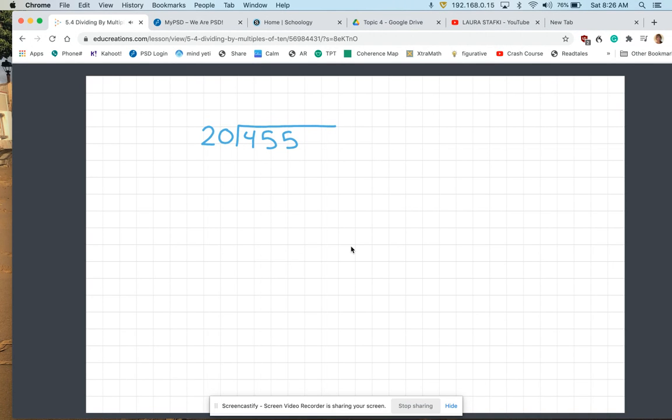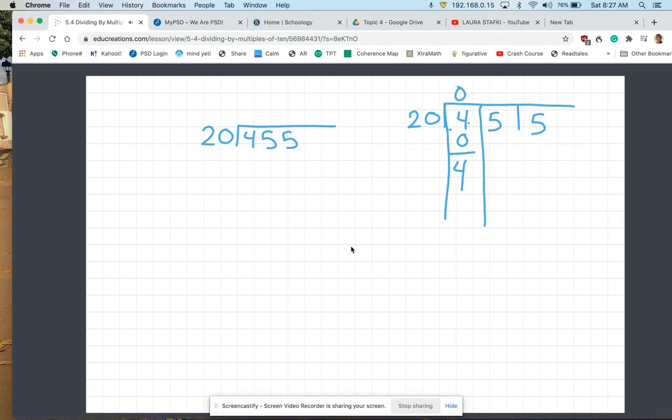All right, welcome back. I'm going to demonstrate the box method first. So I'm going to draw my box and I'm going to leave lots of spaces because I can tell I'm going to need them. And then I'm going to think, how many times can 20 go into 4? It can't. It's 0. 0 times 20 is 0. I'm going to subtract.